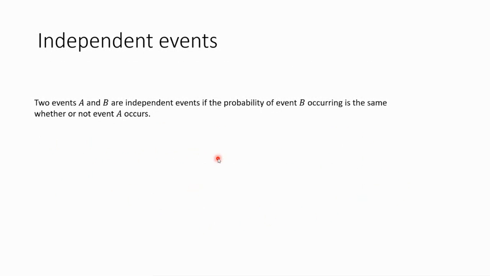All right. Anyway, first we're going to look at what it means for two events to be independent. And this is the definition. Basically, two events A and B are independent if the probability of event B occurring is the same whether or not event A occurs. In other words, two events are independent if whether or not one event occurs does not affect the probability of the other one. Their probabilities don't depend on each other, if that makes sense.